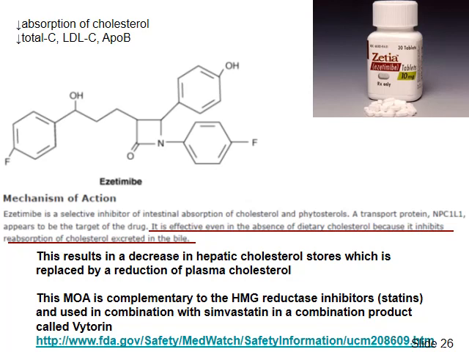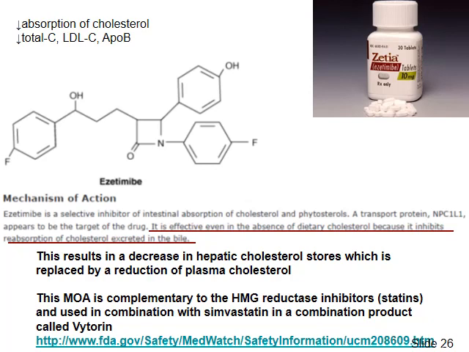So therefore the drug causes a decrease in hepatic cholesterol stores, and that store of hepatic cholesterol is replaced by a reduction of plasma cholesterol as more of the LDL is brought into the liver and used for cholesterol. So this mechanism of action is complementary to the HMG reductase inhibitors, the statins, and is often used in combination with simvastatin as a combo product called Vytorin.